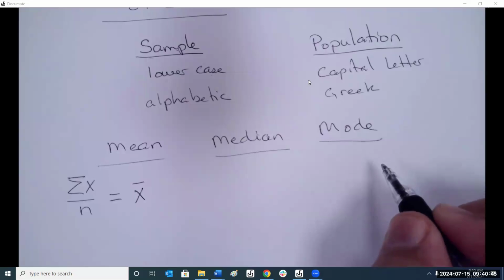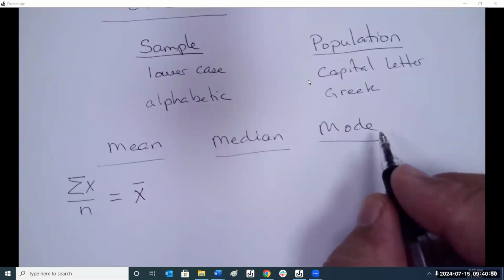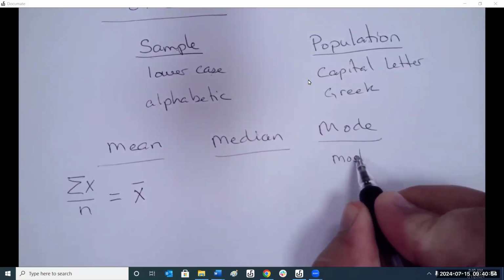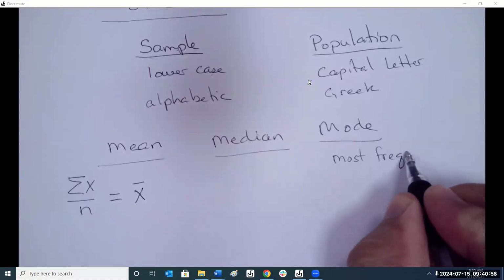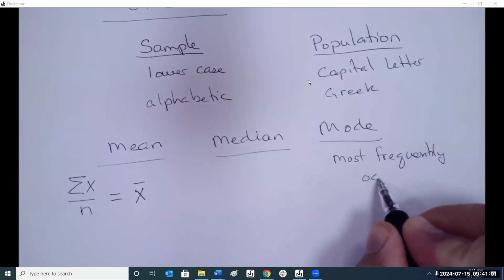What's mode? What's that? The most frequently occurring. Yes. The mode is the most frequently occurring.